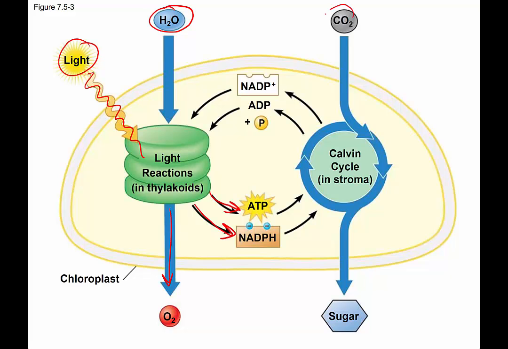So in the Kelvin cycle, we have carbon dioxide come in. That gets fixed by the enzyme Rubisco. We have a bunch of ATP and NADPH invested into this process, and eventually we get a little bit of sugar produced at the very end of it. Just like the citric acid cycle, the Kelvin cycle is a cyclical process, so we end up with the same starting products at the very end.